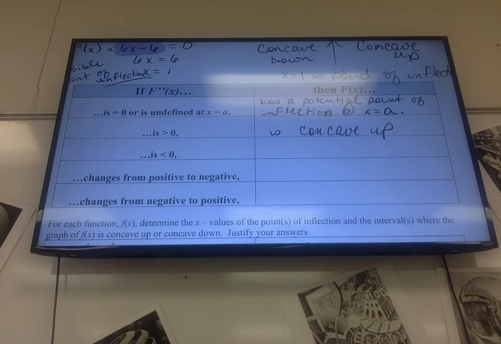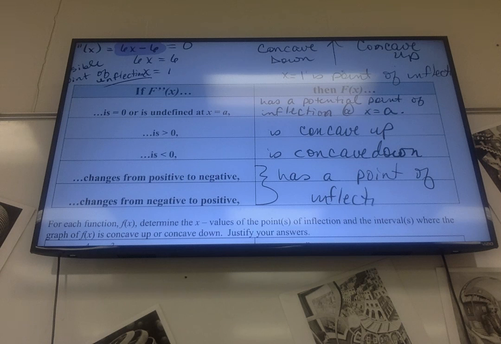Let's finish this. For the next one, concave down. Yeah, this one is concave down. So this one's saying if it's going from concave up to concave down, then this is a point of inflection. And that's both of them. So where it changes is the point of inflection.